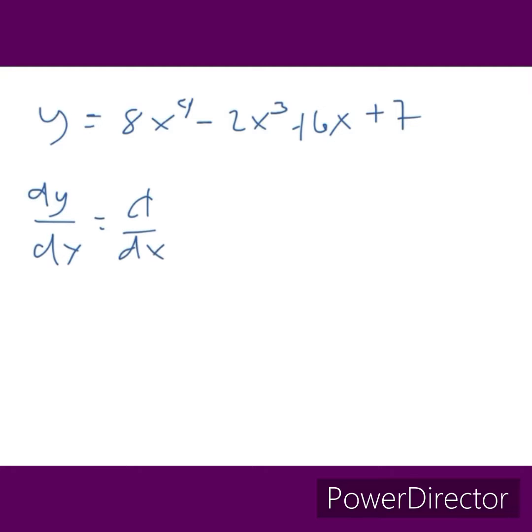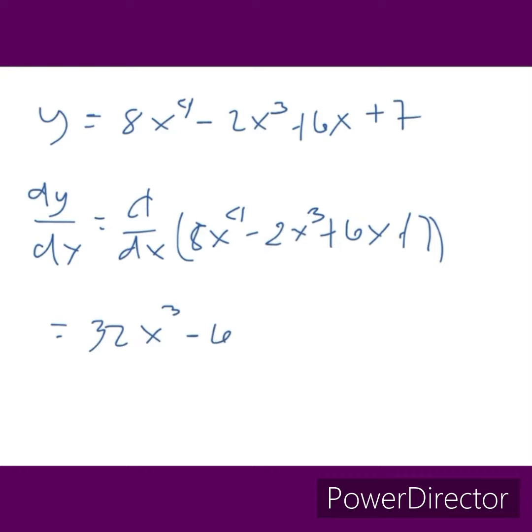Another example, find the derivative of y is equal to 8x raised to 4 minus 2x cubed plus 6x plus 7. So the derivative of y is equal to the derivative of 8x to the 4th minus 2x cubed plus 6x plus 7, which is equal to 32x cubed minus 6x squared plus 6.